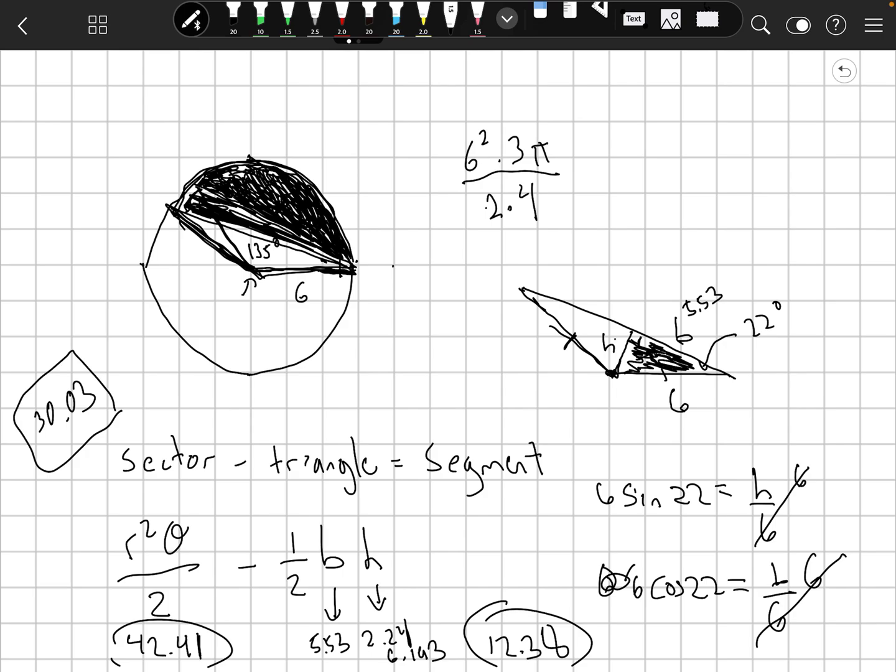So there it is, finding the area for a segment of a circle. The big idea is just take the sector, subtract out a triangle. These both take a little bit of work to get. Sector minus triangle. You might have to do some trigonometry to find the area of the triangle.